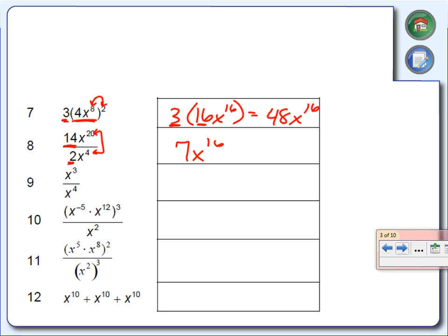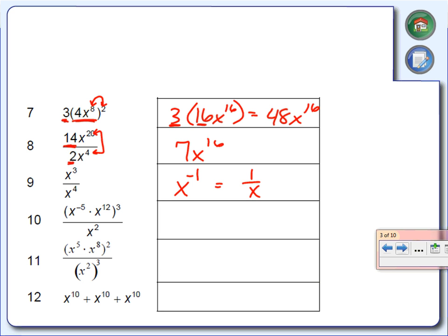Number 9, we're dividing again, so I'm still subtracting the exponents. So 3 minus 4, if I subtract 3 minus 4, I end up with a negative 1. However, can't have negative exponents, so I told you the way we're going to fix this is by rewriting it as 1 over x. 1 over x is the equivalent of x to the negative 1. We just can't have negative exponents.